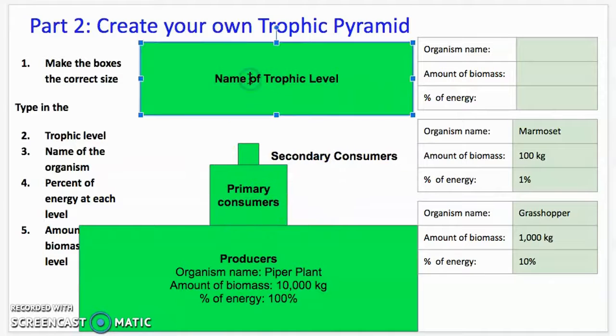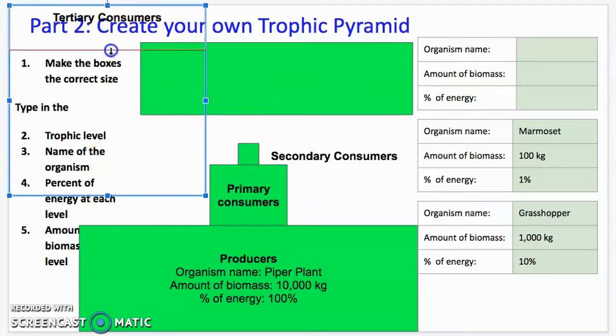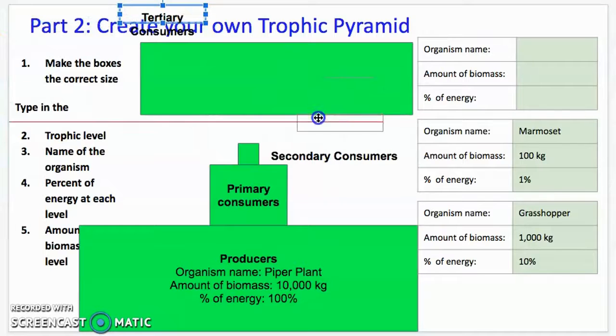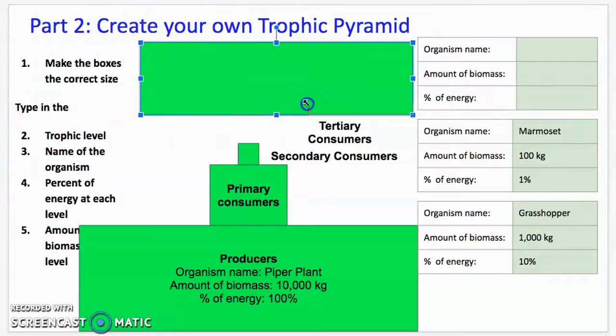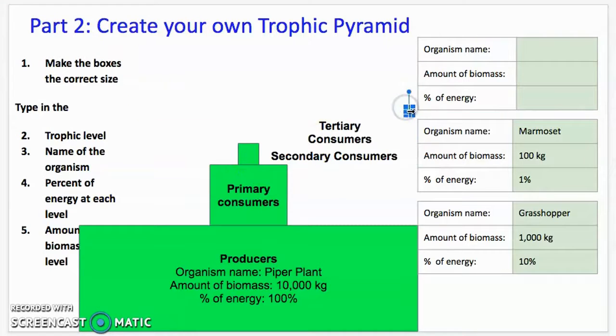The next one up after secondary consumers, I have tertiary consumers. And what I'm going to do for this is also take this text box and paste it outside of the big box so that I can make this box for tertiary consumers really tiny, because there's not going to be much energy left at this tertiary consumer stage when I'm all done.